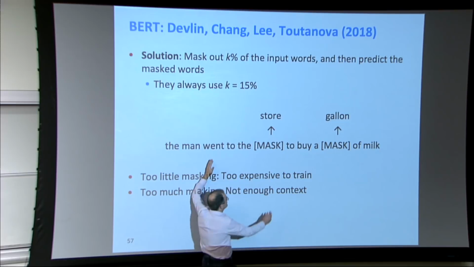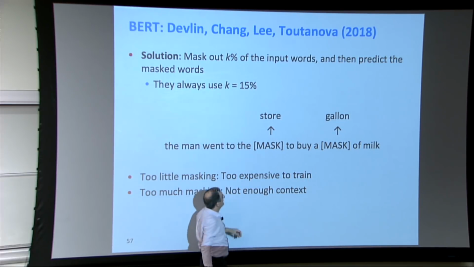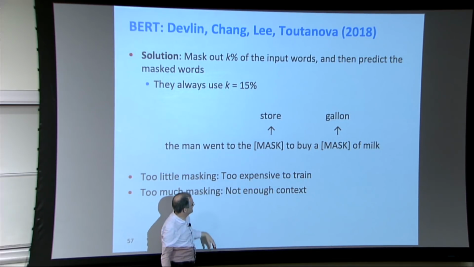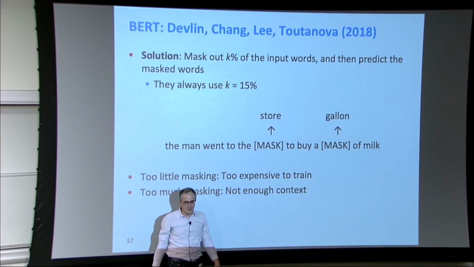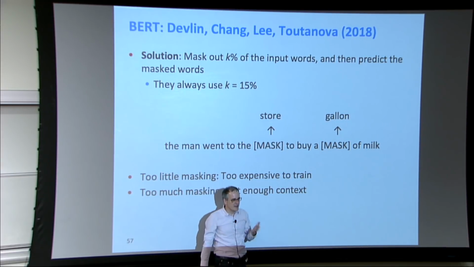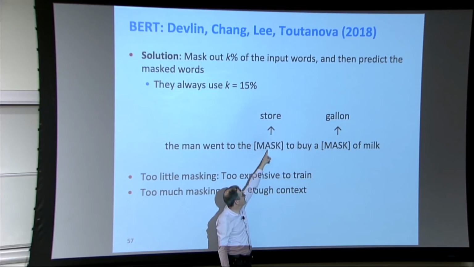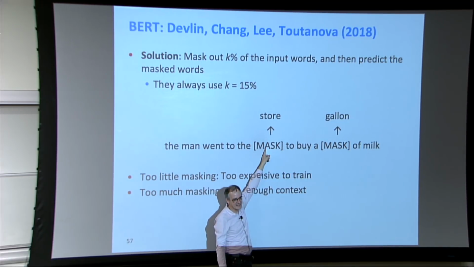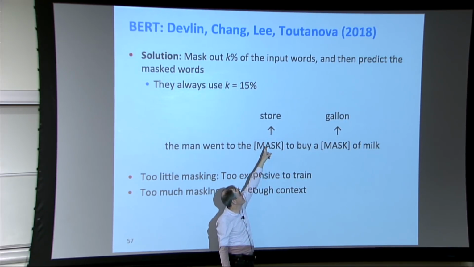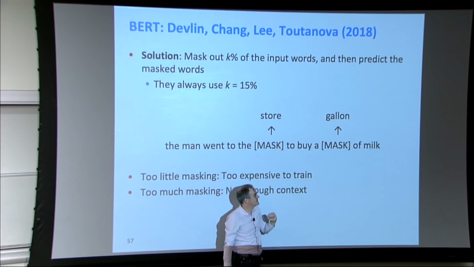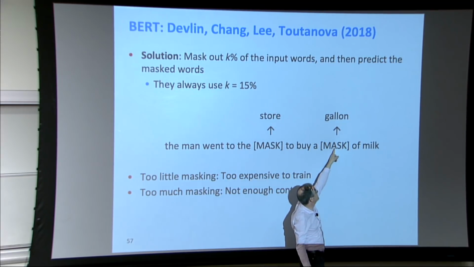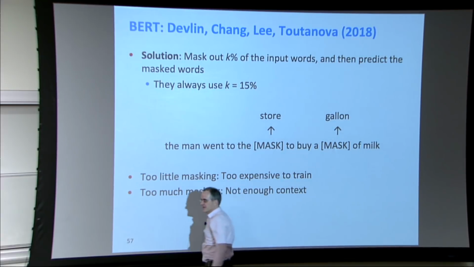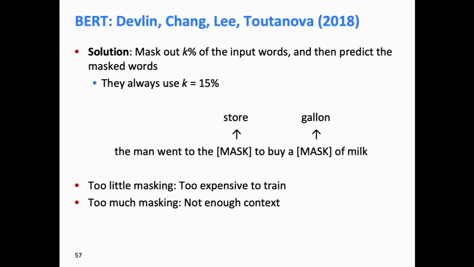objective. So you'll see this context, which will be literally "the man went to the [MASK] to buy a [MASK] of milk," and your training objective is to try and predict what this word is, which you can do with a cross-entropy loss, to the extent that you don't guess store. Then it will be, try and guess what this word is, and you want to guess gallon. So you're training a model to fill in these blanks.